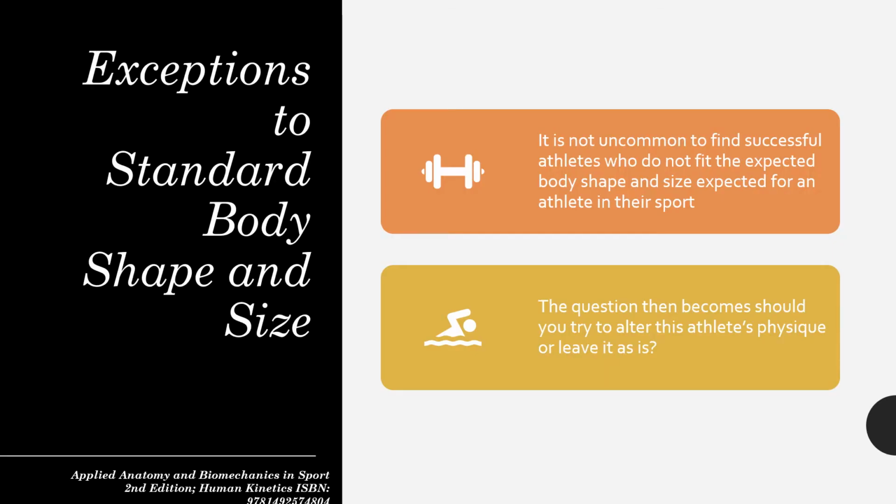So, as with every discussion we've had up to this point, there are always exceptions to the rule. So there will be exceptions to standardized body size and shape. It's not uncommon to find a successful athlete who does not fit the body shape or size expected for that sport. But the question becomes, when you have these unique individuals, should you try to alter their physique or leave it as is?